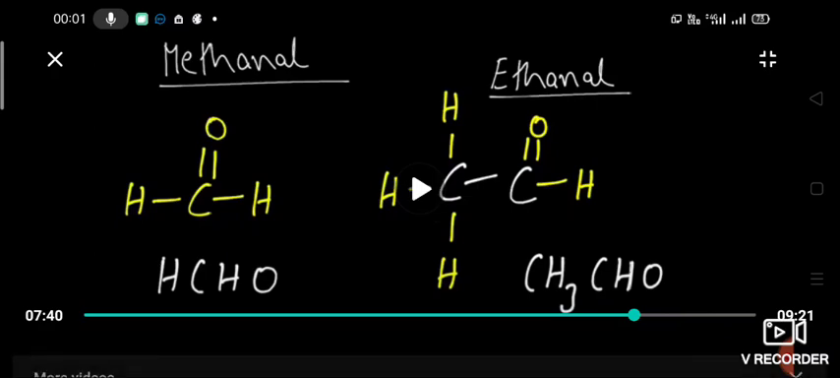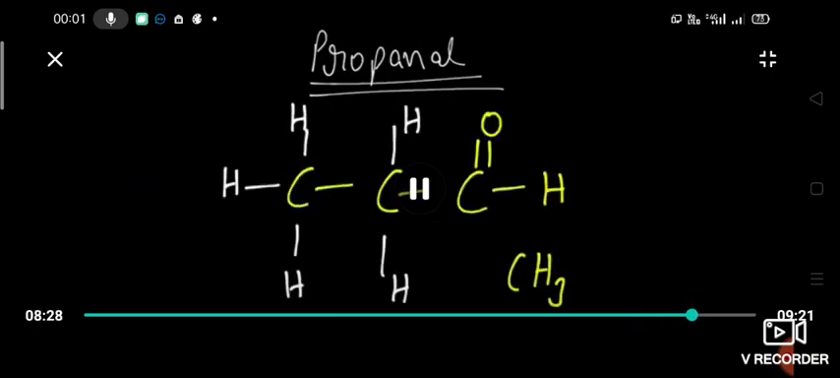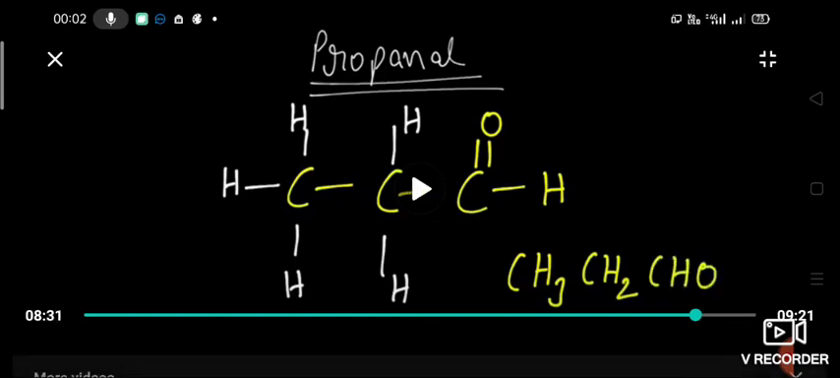So here in the aldehyde group, we have to count the number of carbons along with the functional group carbon. Here, how many carbons are there? 2 carbons are there, so we have to name it ethanal. Next, propanal. This is the formula and structure for propanal.